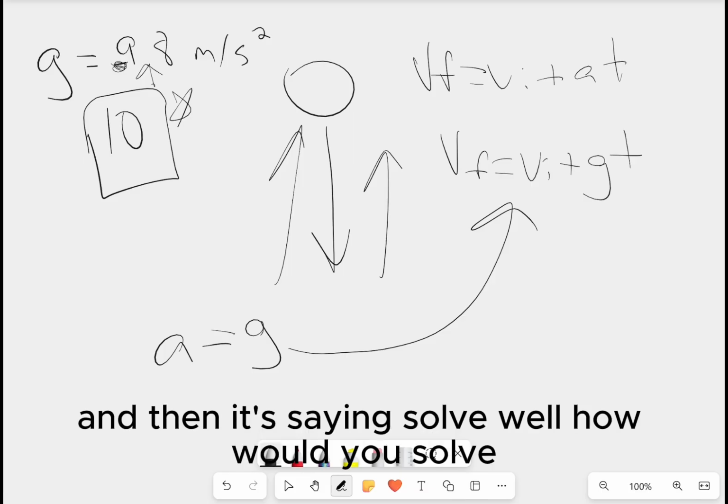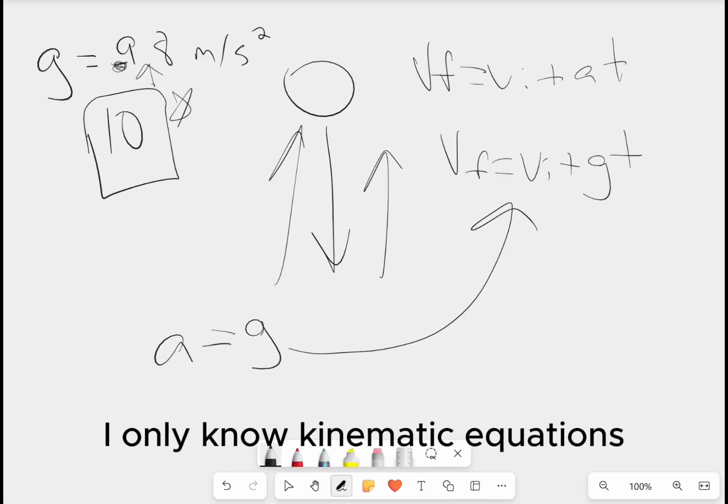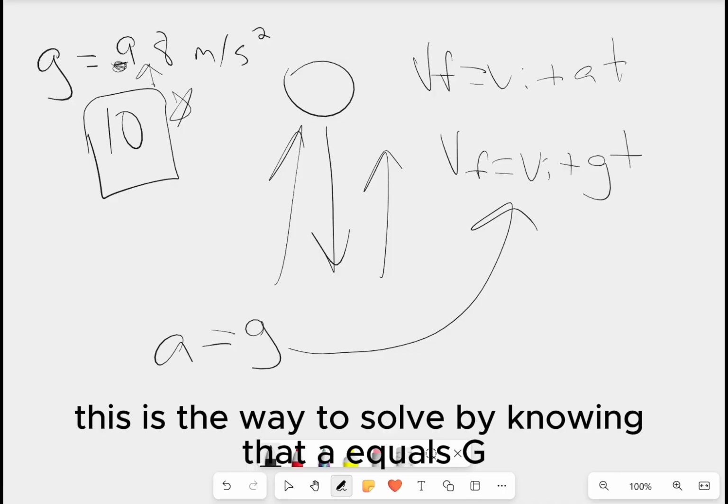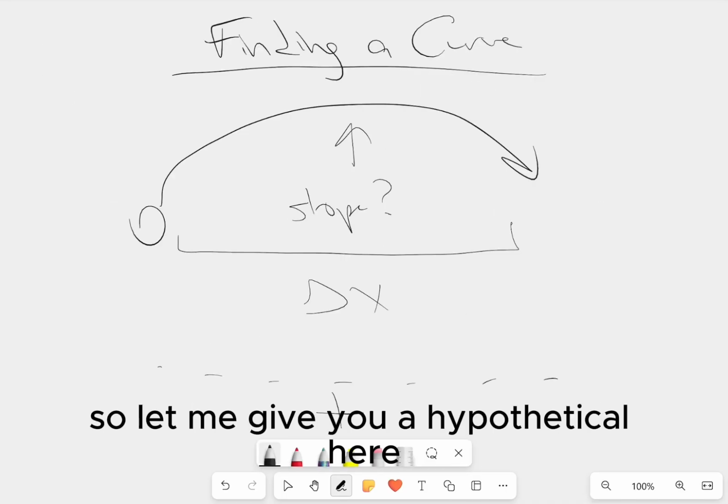Okay, and then it's saying solve. Well, how would you solve? I only know kinematic equations. This is the way to solve, by knowing that a equals g. So let me give you a hypothetical here.